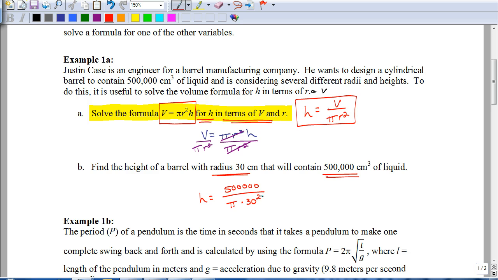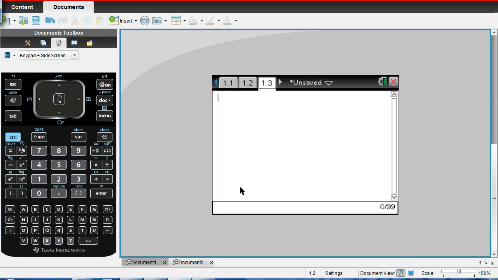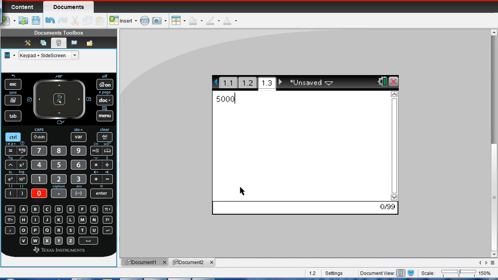Now this is a good time to talk about our calculators, because if I just type this in, if I just typed in 500,000 divided by pi, pi is down here next to your h, so it'd be pi, you could just hit enter, times 30 squared. This is actually the wrong way to do it. You'll see why in a second.